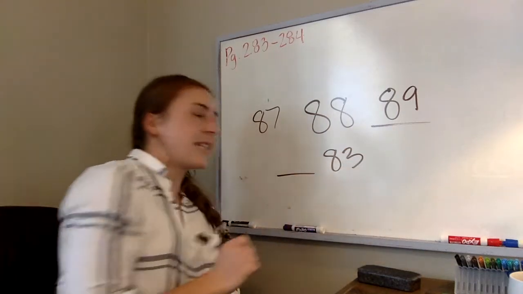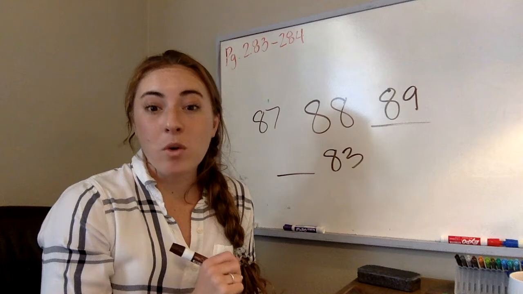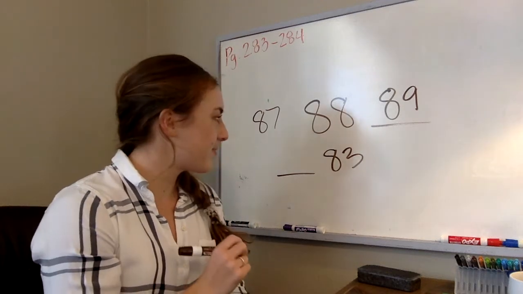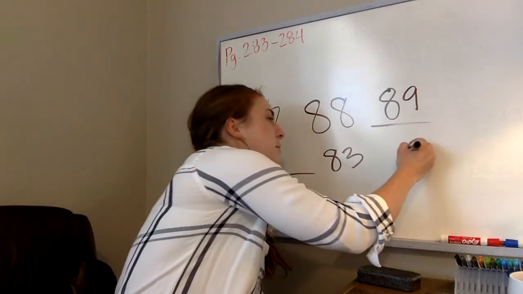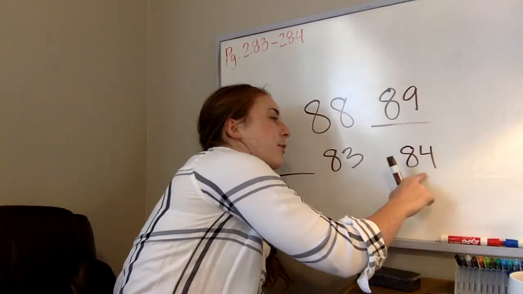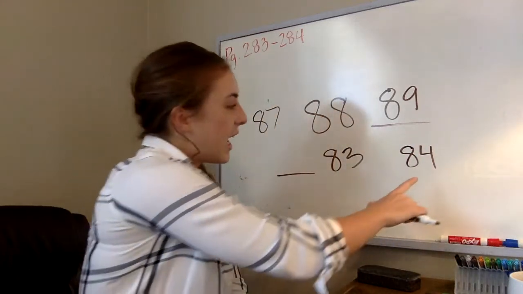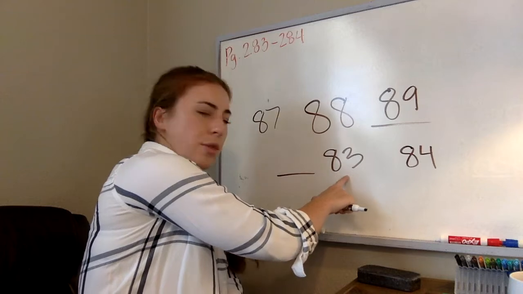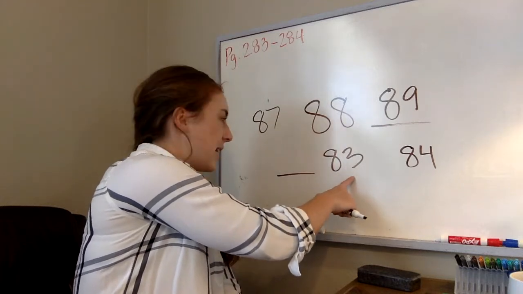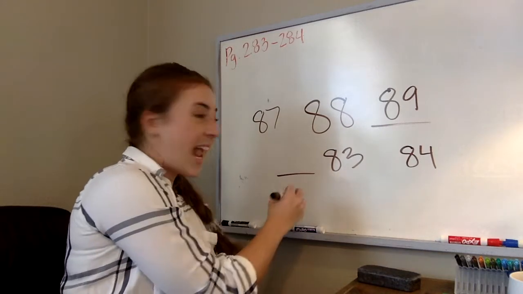Now I'm thinking of the number that comes before 83. So I'm looking for this number. What comes before 83? I know the number that comes after is 84. So what if I count backwards? 84, 83. What's one less than 3? 82.